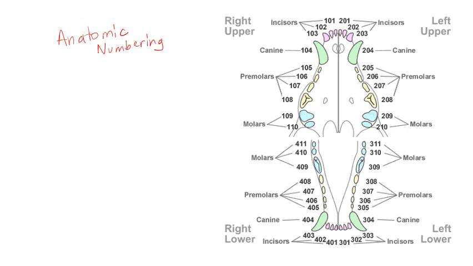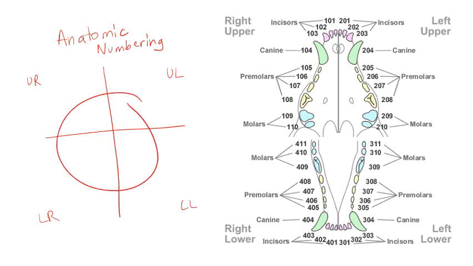So first of all, remember that we've got 4 quadrants in the mouth. You already knew that. And we have up here our upper right, upper left, and lower left, and lower right. And that's assuming the patient is facing me with its mouth wide open and ready to go.